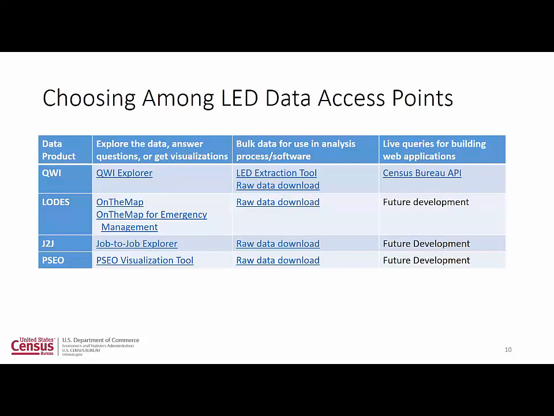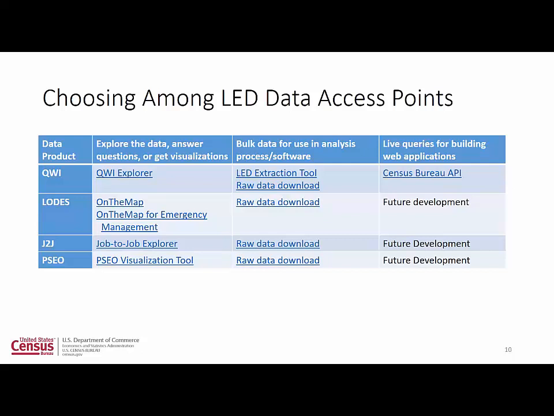Finally, QWI is also available through the Census Bureau's API. I will note, for those of you familiar with the API and who have already started using QWI through the API, we have been having a glitch with the API and QWI the last week or two. My understanding and hope is that that glitch will be resolved today, if it's not already resolved. It's my understanding that the issue is now understood by the API staff and that will be fixed shortly. But the API is a way to get access to the data if you're building your own web applications and need to make live queries to the data.